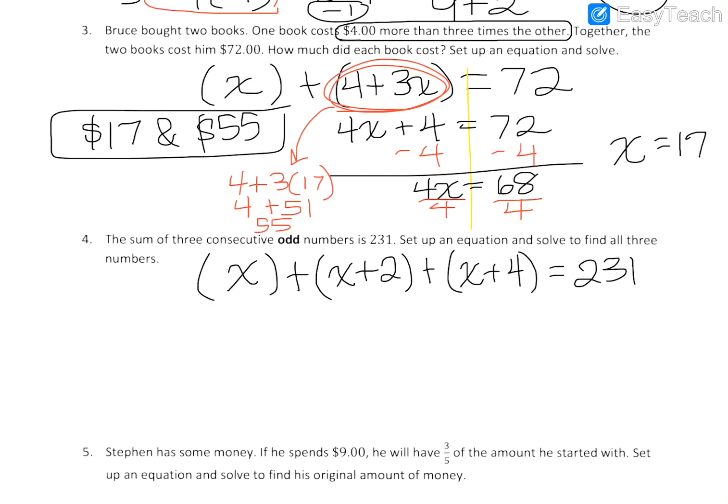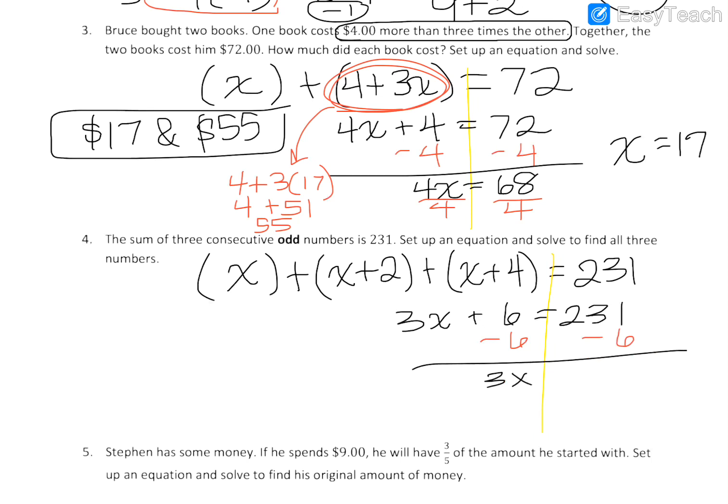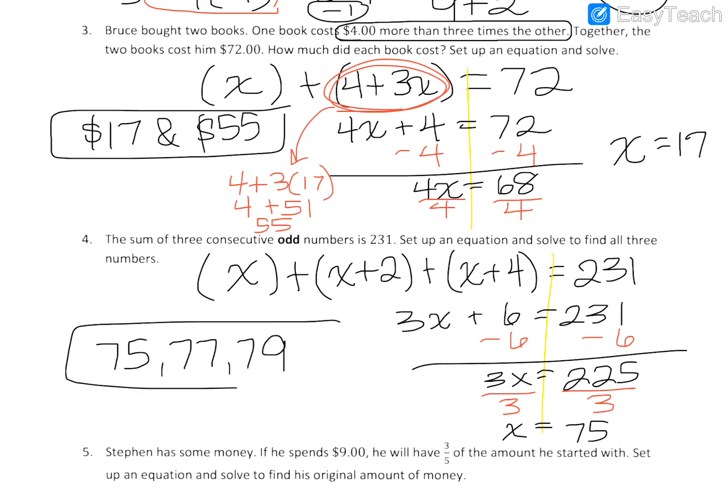All right, we're going to solve. Okay, so we're going to combine like terms. So we have 3 x's, and then 2 plus 4 is 6. We're going to minus the 6. So 3x equals 225. Divide by 3. And that is 75. So my 3 odd numbers would be 75, 77, and 79.